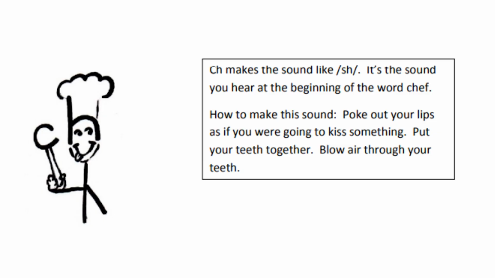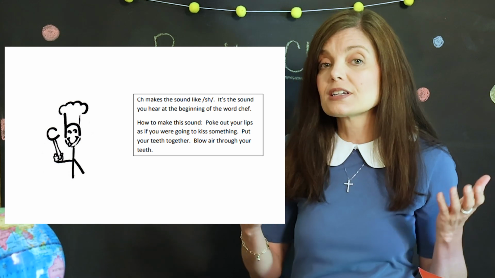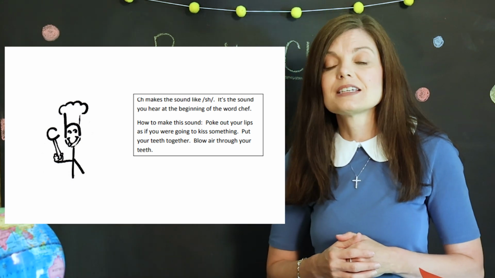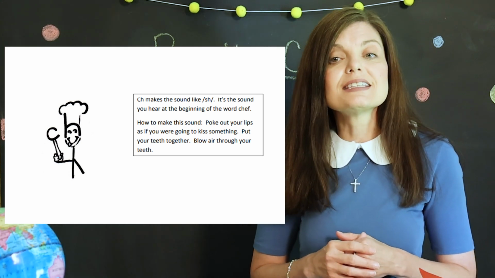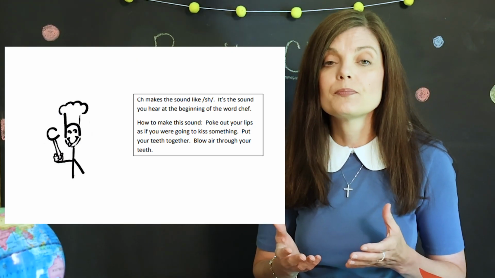Here's the letter C. It looks like his spoon. And there's the letter H. It's part of his head and hat. This is a chef. A chef is someone who cooks. He's wearing a chef's hat. CH makes the sound that you hear at the beginning of the word chef.